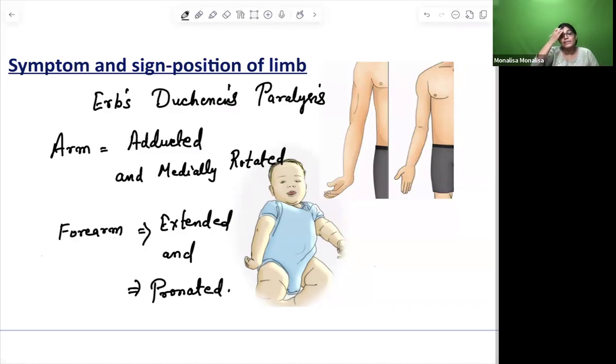This is also called waiter's tip deformity or policeman's tip deformity. It appears like someone is asking for money from behind. So it is also called waiter's tip deformity or policeman's tip deformity. Got it?